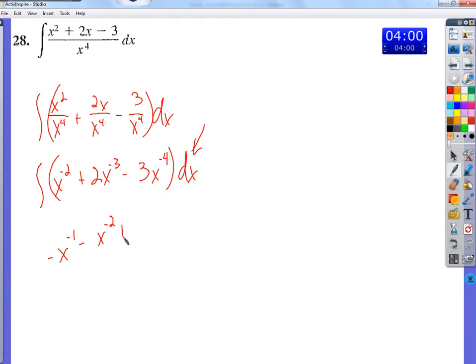Plus x to the negative third. Bring down the negative 3 times positive, negative 3, great. Subtract 1 from the power, we get negative 4. Plus c. Plus c, very important to put plus c.